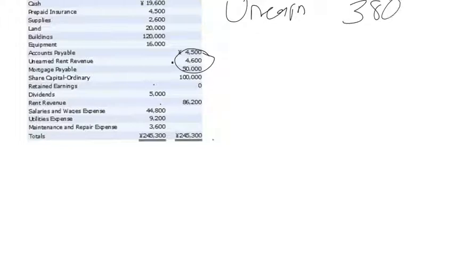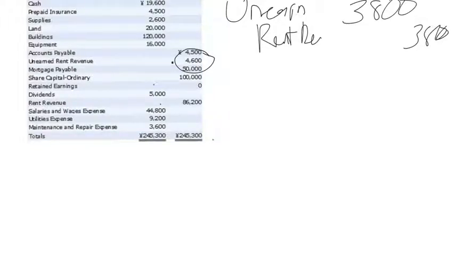The fourth one is unearned rent revenue of $3,800 was earned prior to August 31st. Well, that's actually very easy because it's listed here as a liability. You want to get rid of the liability because the company no longer owes it. It has actually been earned. So you're going to debit the unearned rent revenue for the $3,800, and then you're going to record the rent revenue for $3,800.